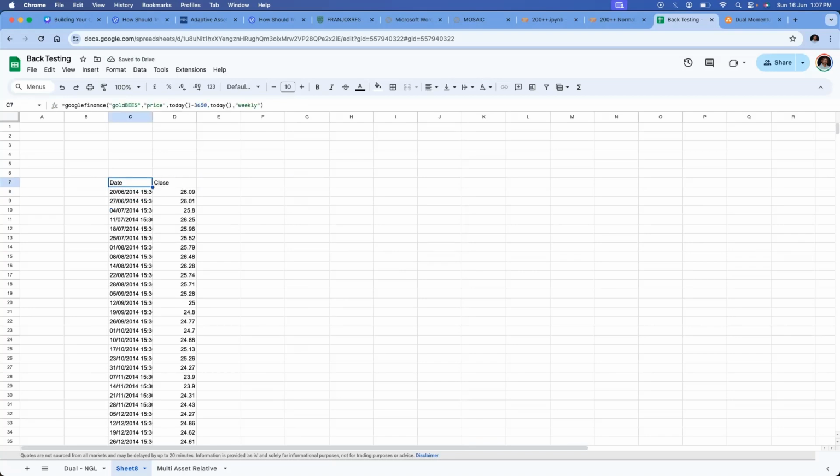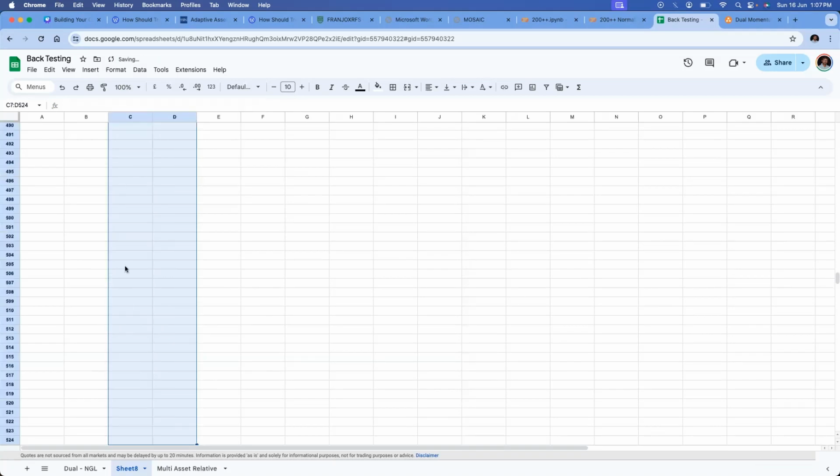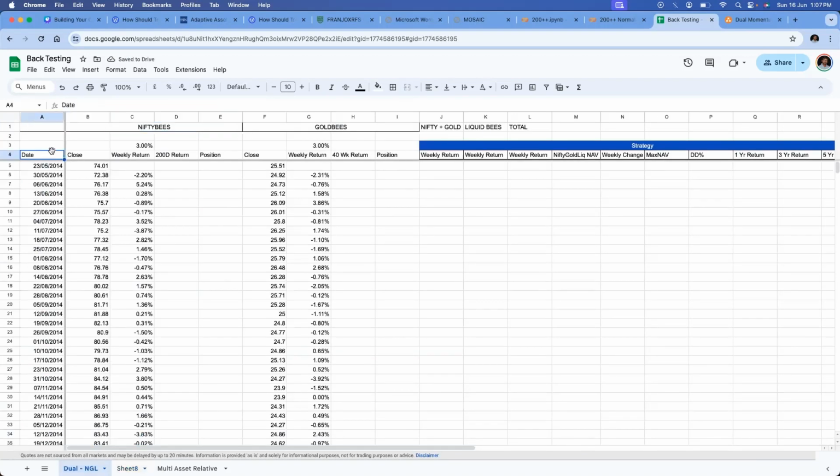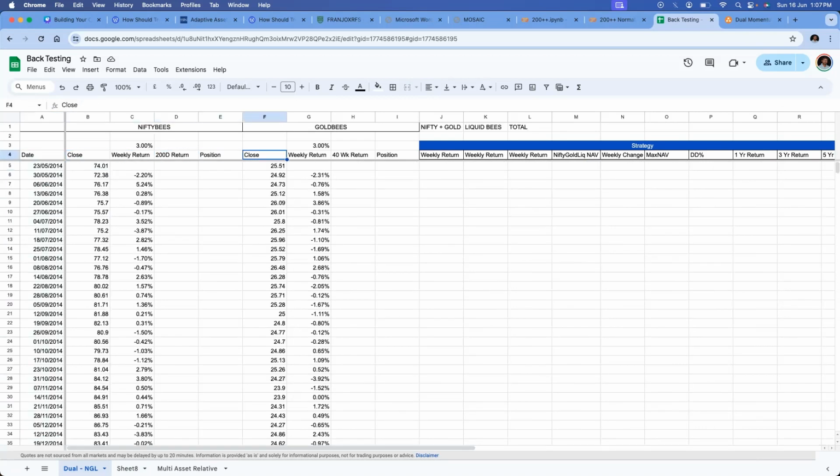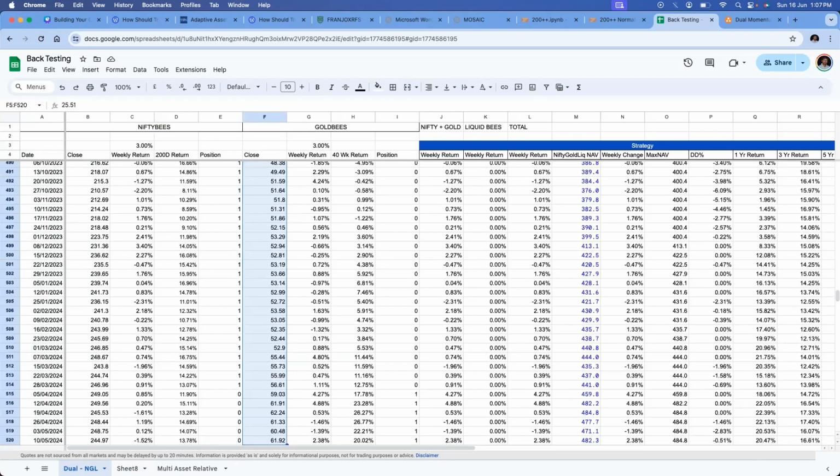Now, once you get the raw data, you copy paste it in the main sheet. So that's what I did here. You see these two columns, date, A and B. This is for Nifty, since 23 May 2014 till 10th May 2024. Same thing I did for gold closing price.